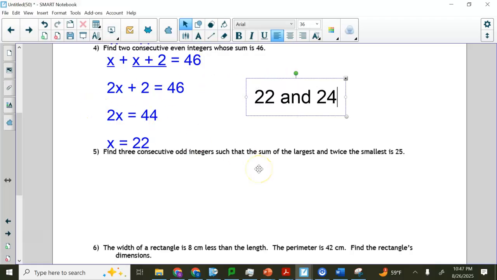So you can either just use common sense to figure out that second number there, or you can actually plug it back in. If x is 22, then the next integer would be x plus 2, so 22 plus 2, and that's how we get 24.